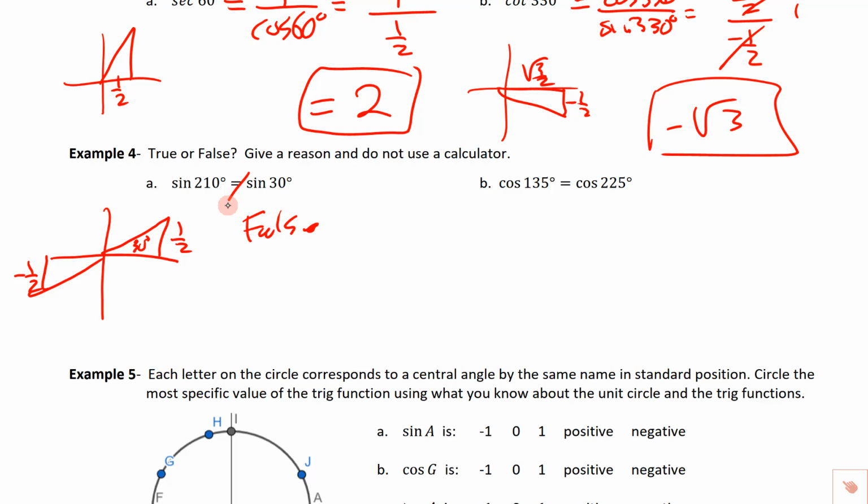Cosine 135 and cosine 225. Zach? Both of them are the same. They are. Can you tell us what the value is? I think it's negative square root of 2 over 2. He's right. So the answer on that one is true. Everybody good there?